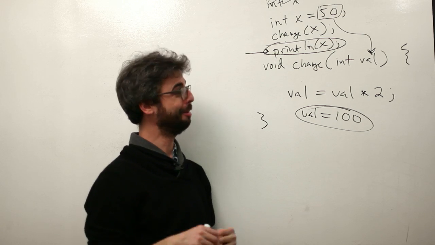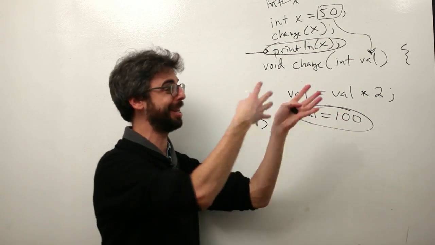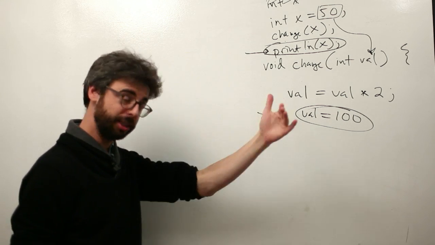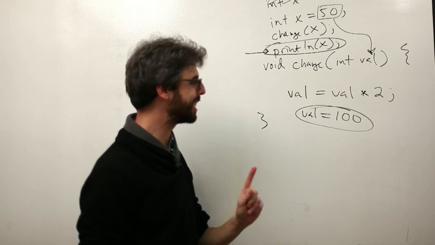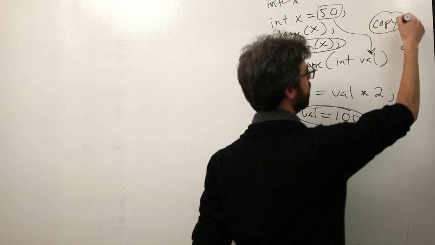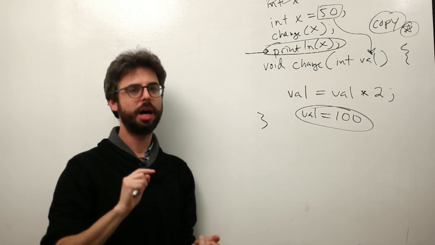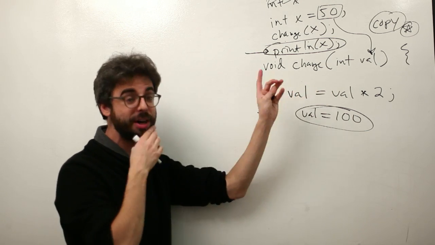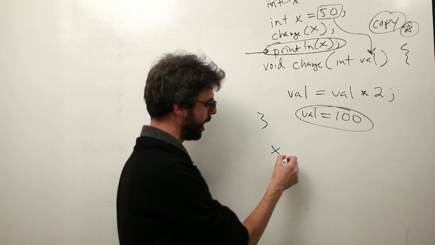Think about that. As the designer of the programming language, it's up to you to decide what it should be. In the Java programming language, on which Processing is built, what we're going to see is the number 50. Why is that? This is known as pass by copy. When you pass a primitive value, a number, integer, float, etc., into a function, you pass a copy of that value.